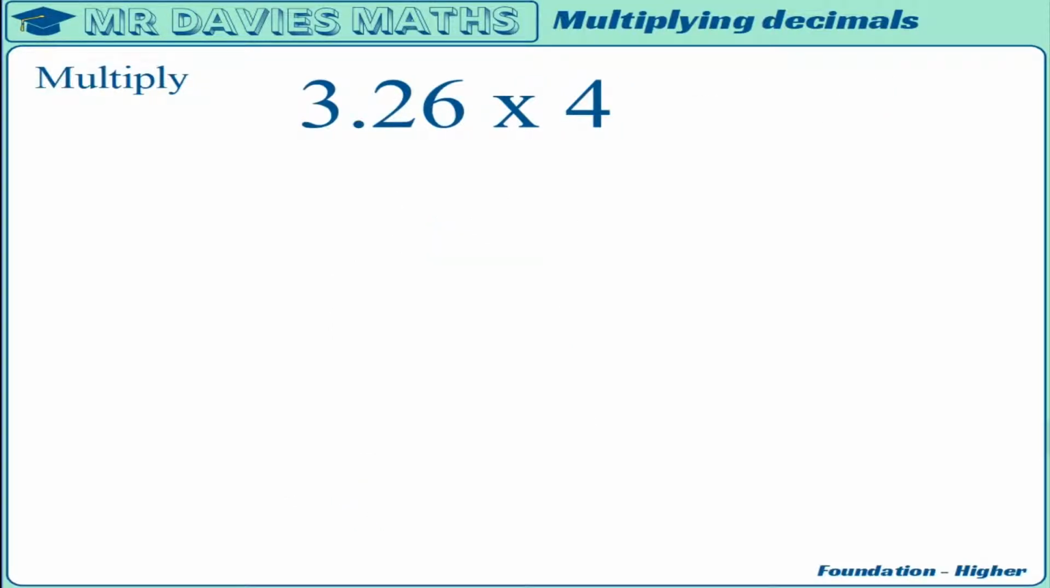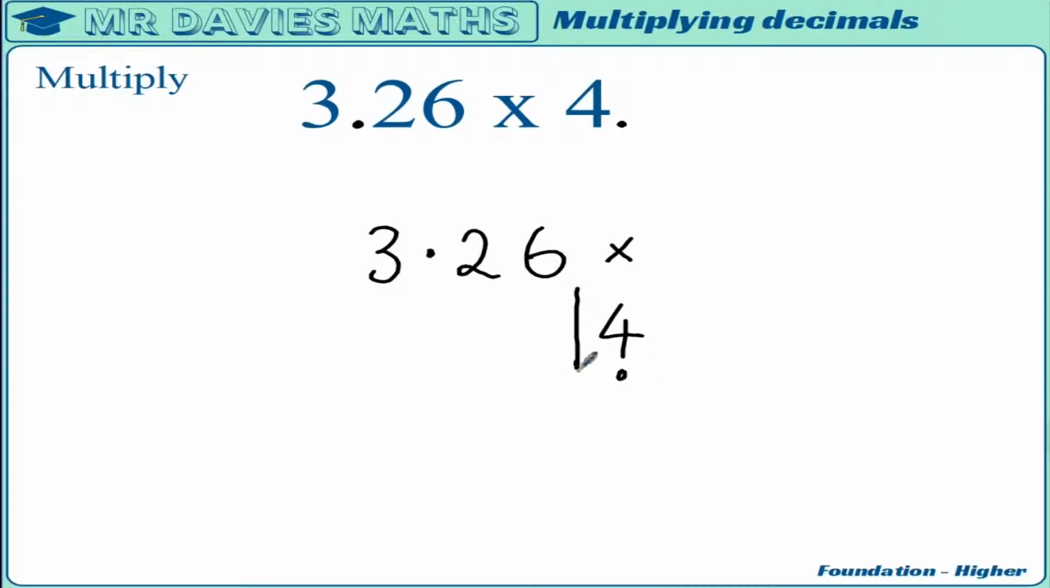Okay, so this time I've got 3.26, so I can see the decimal point, but remember, if a number doesn't have a decimal point, it's after it. So there is 4 point. Right, I'm going to write this out like this. So I've got 3.26 multiplied by 4 point. Don't forget the point down here because we need that.